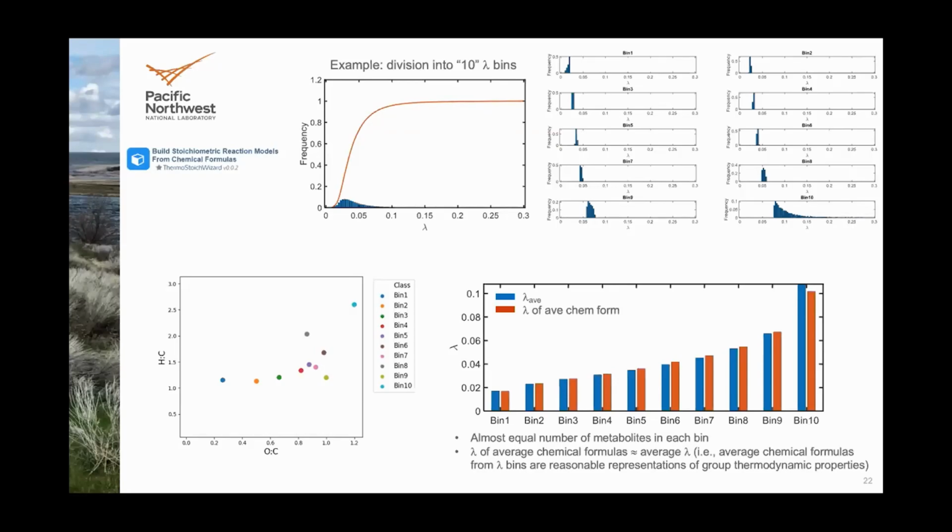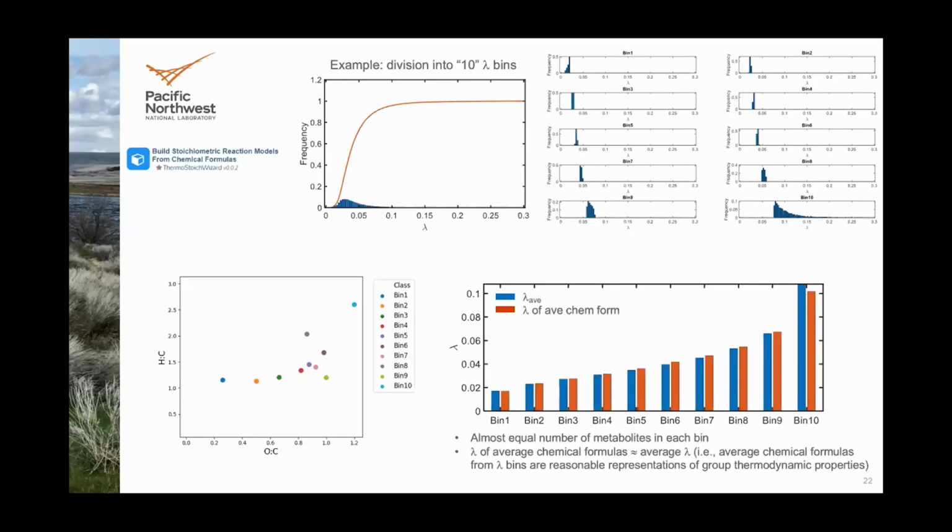Each bin contains compounds that have similar thermodynamic properties, that is, lambda values. Bin 1 to bin 10 are characterized by different lambda values. From each lambda bin, we derived an average chemical formula, so the average number of carbon, hydrogen, and so forth. Then we use these 10 representative chemical formulas as a metabolite that represents each lambda bin. At the bottom left, you can see how they are located in the Van Krevelen plot. I also compared the average lambda value from each bin with the lambda value derived from the average chemical formula. They are very similar, indicating that this classification, using the average chemical formula, reasonably well represents the real chemical thermodynamic properties of the compounds in each lambda bin.